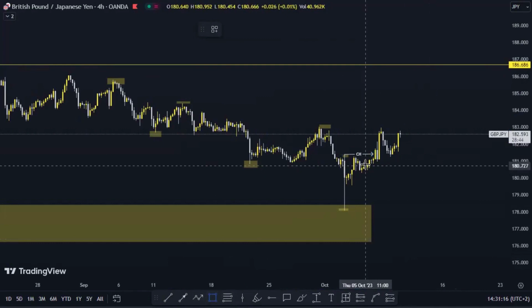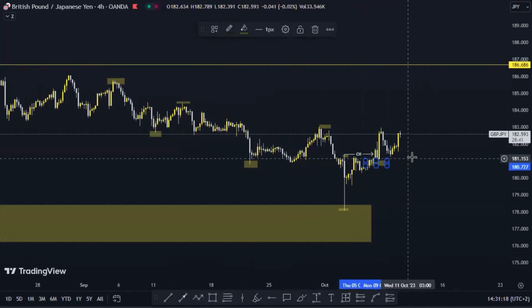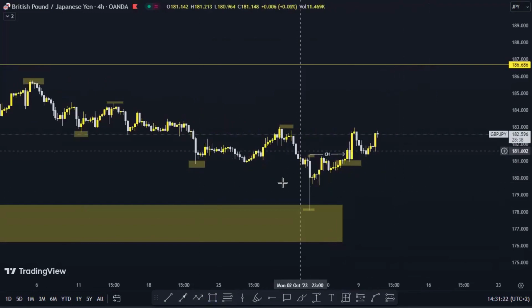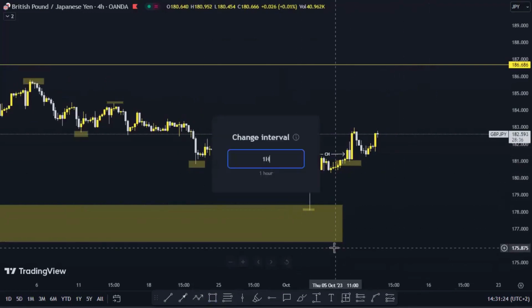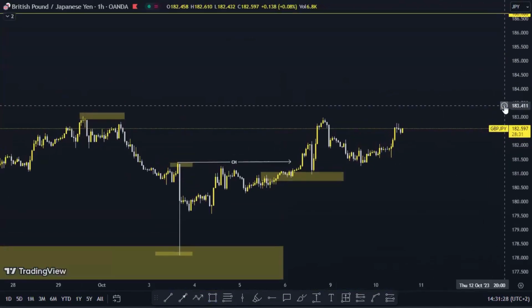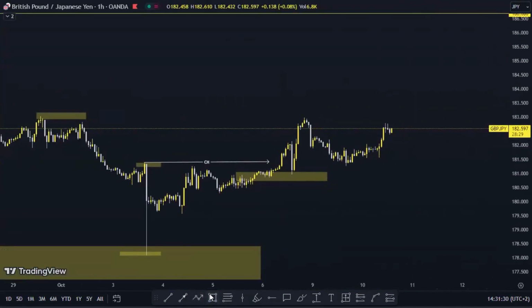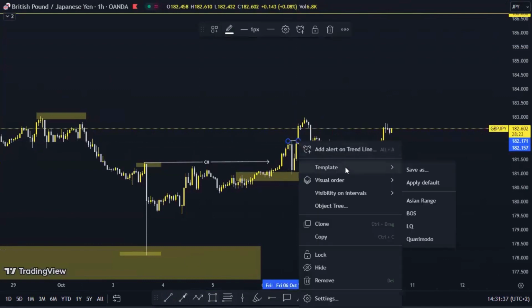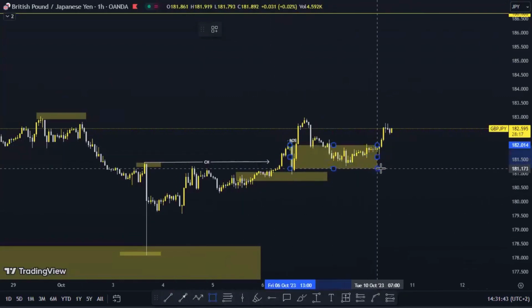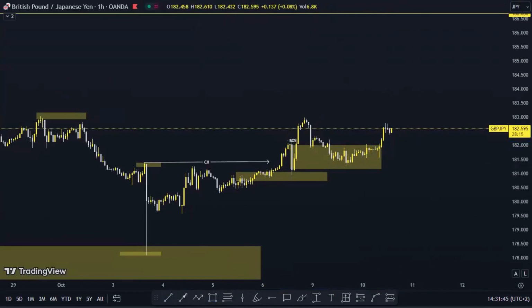And the demand that was responsible is right here. Market pushed up, came back, mitigated it. And if maybe you'd allow me to go to a 1-hour time frame just to show you this clearly, right? And then what did we have? We also had a break of structure right here. And who's responsible for that break of structure? It is this whole area of demand, right?